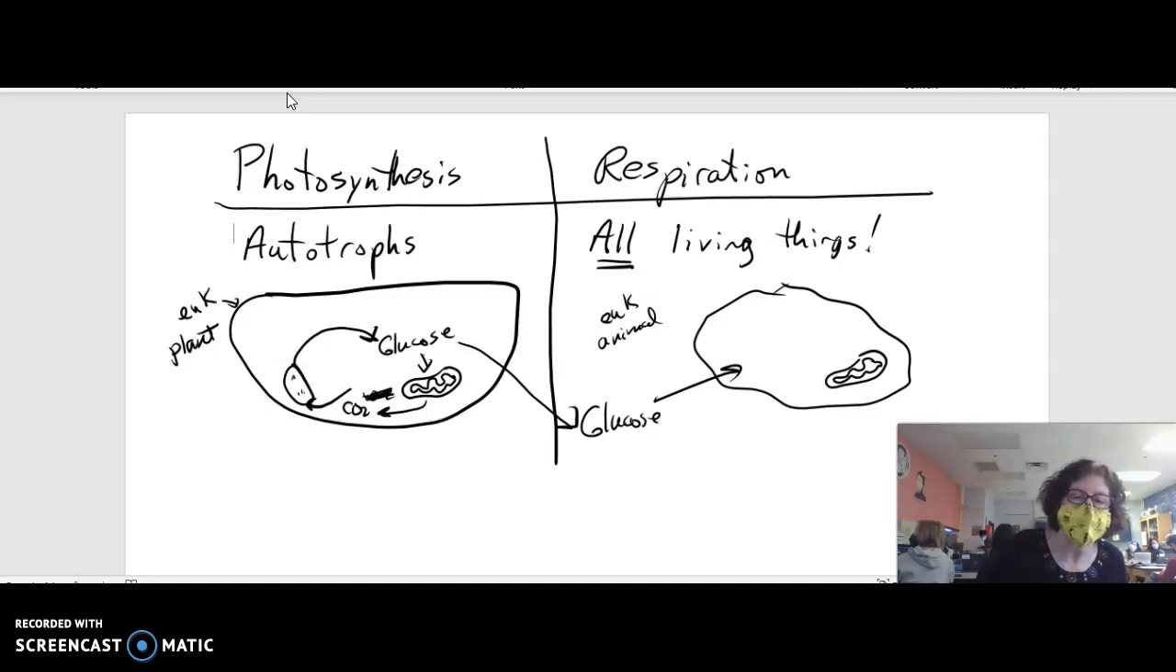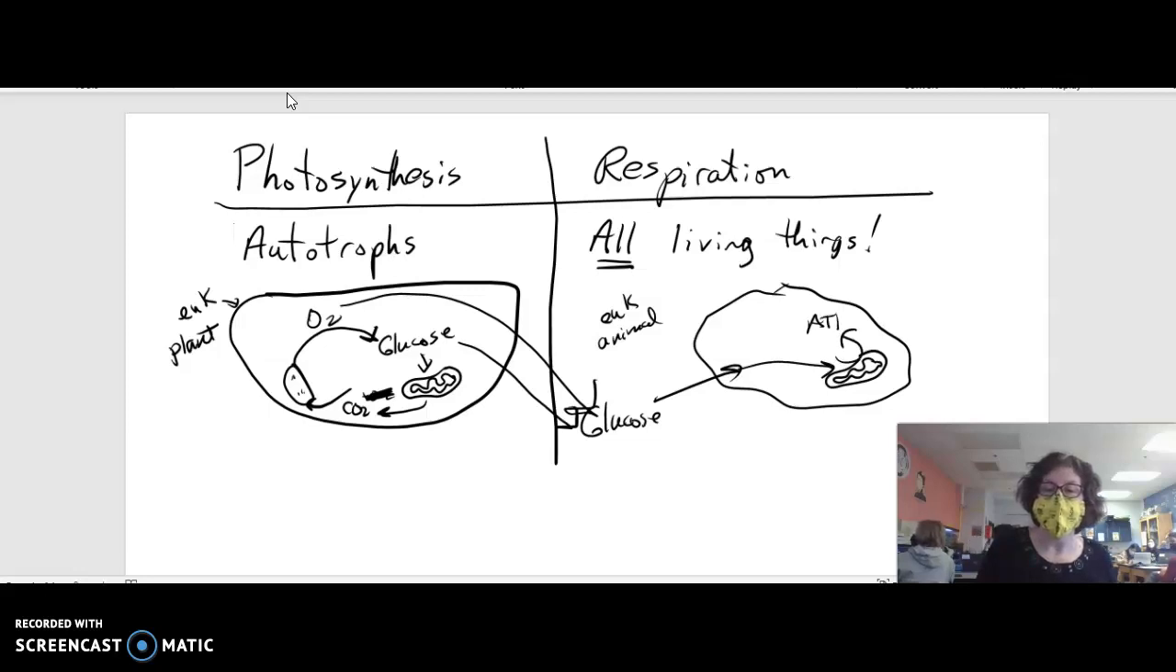I'm sorry, I shouldn't have put oxygen there, excuse me. Oxygen goes over here. Boy, that's a big mistake, sorry about that. We're also using the oxygen to make the mitochondria produce all that ATP for cell work.